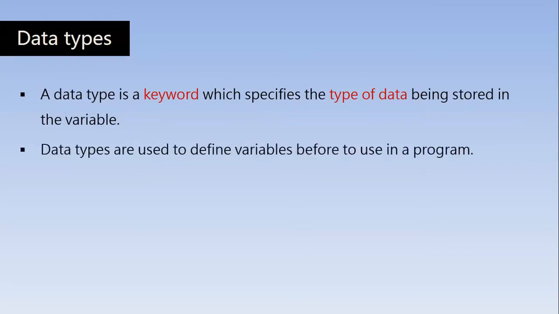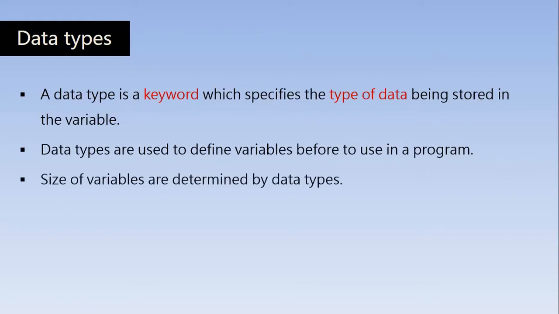Data types are used to define variables before use in a program. So before writing the further program, in the declaration section we have to declare the variables with the data types. So the compiler will recognize the type of variables and the number of variables before it executes the further program, right? So the size of variables is determined by data types.